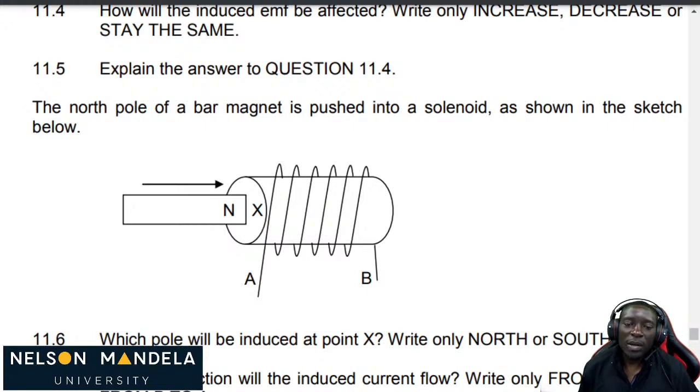What happens is, when a north is brought into a solenoid like this, the solenoid responds or induces an EMF such as to create a pole which tries to oppose or to prevent the north pole from continuing to approach. So a north is coming. To oppose this, we need to have a north at X so that it repels this incoming north. So the current that is induced inside there induces a north pole at X. So that's as simple as that.